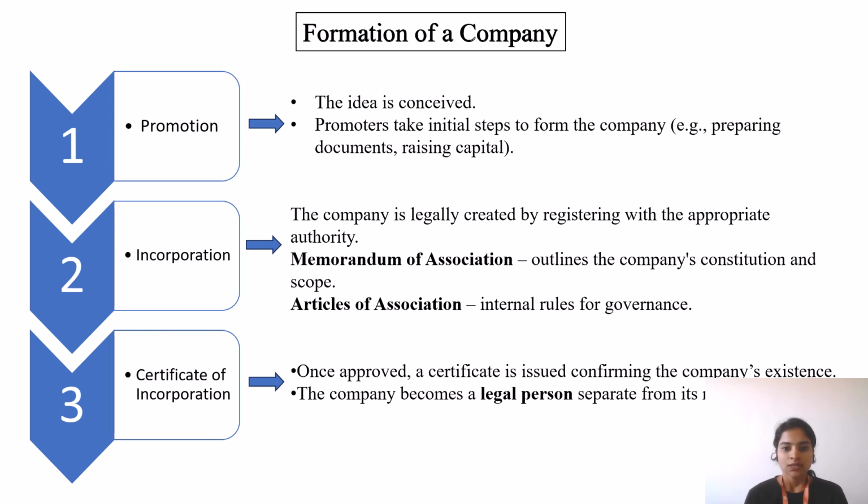The third step is the certificate of incorporation. The first part is approval. After the documents are checked and accepted, a certificate is issued. The next is legal status. The company now legally exists as a separate legal person, meaning it is independent of its founders or members.